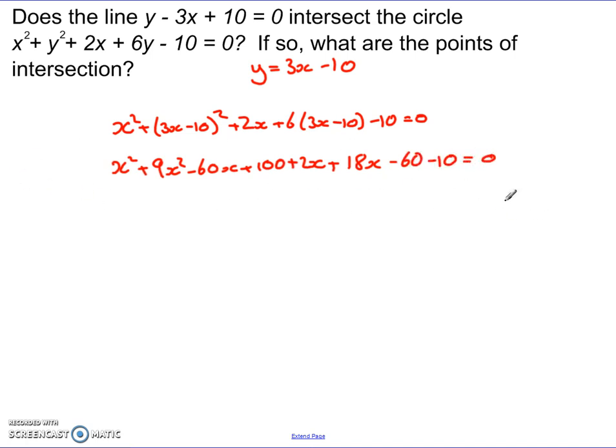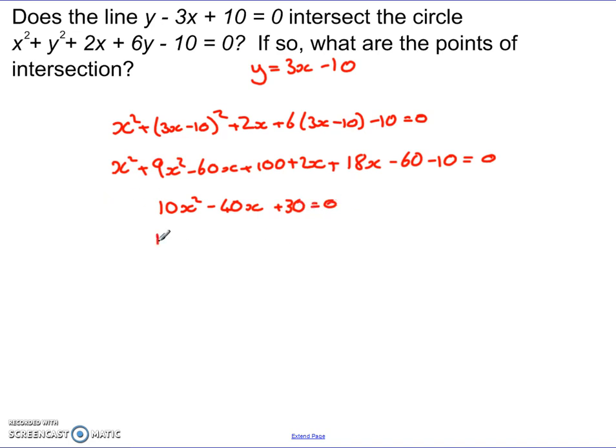Now that I've got that, I just gather the like terms together, and that's me got it as simple as I can. It's got me got it in the quadratic form that I want. So I get 10x squared, and for the x terms I've got minus 60 plus 2 plus 18, so that's minus 60 plus 20, take away 40x. I've then got plus 100, take away 60, take away 10, so that's 100, take away 70, plus 30 equals 0.